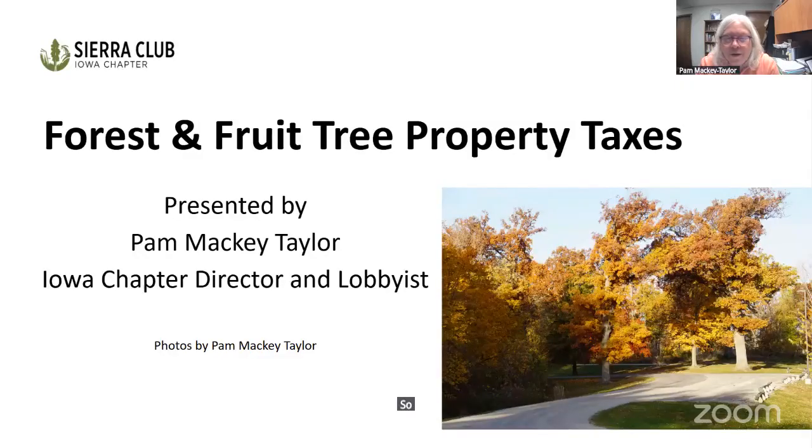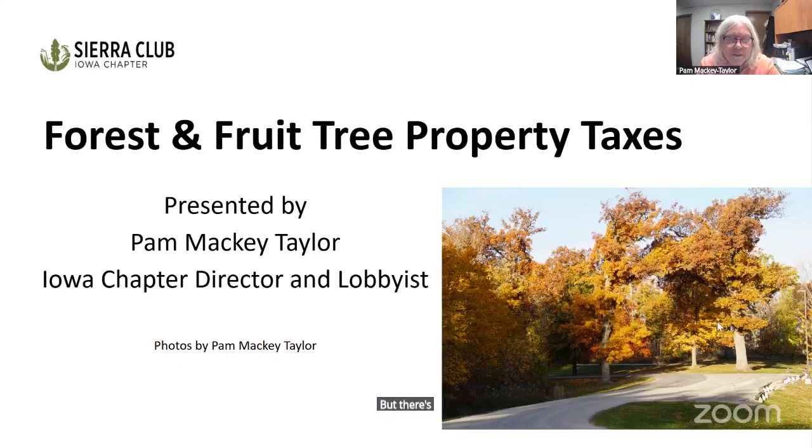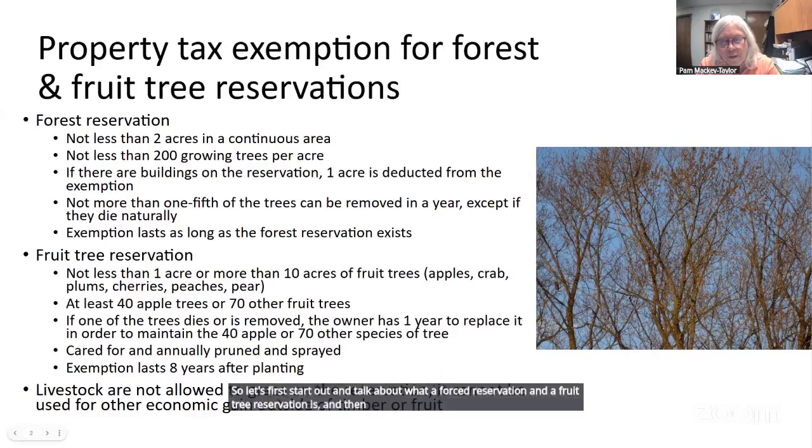Thank you, Jess. So every year, it wouldn't be a legislative session if we didn't talk about forest and fruit tree reservations and property taxes. So this year's no different from the last. But there's a little different spin we need to talk about. So let's first start out and talk about what a forest reservation and a fruit tree reservation is, and then talk about the property tax exemptions.